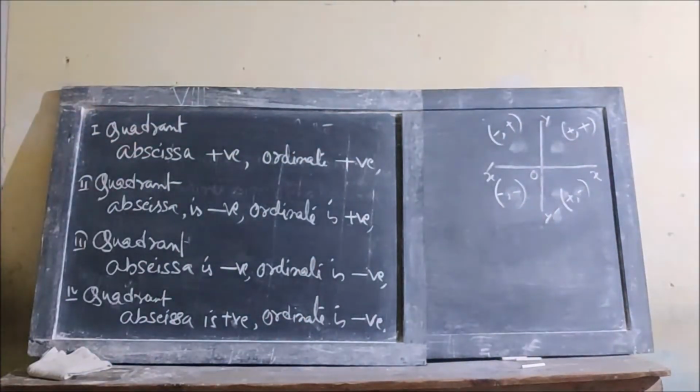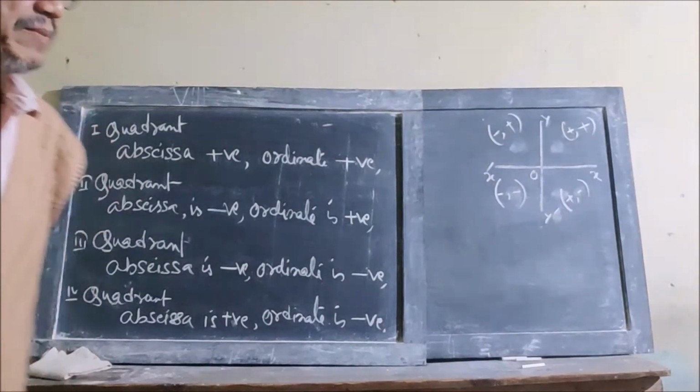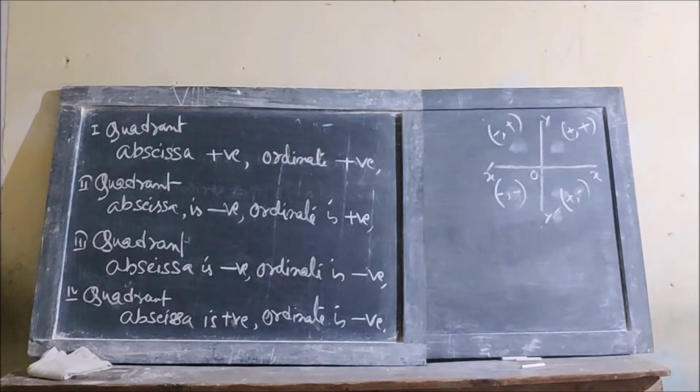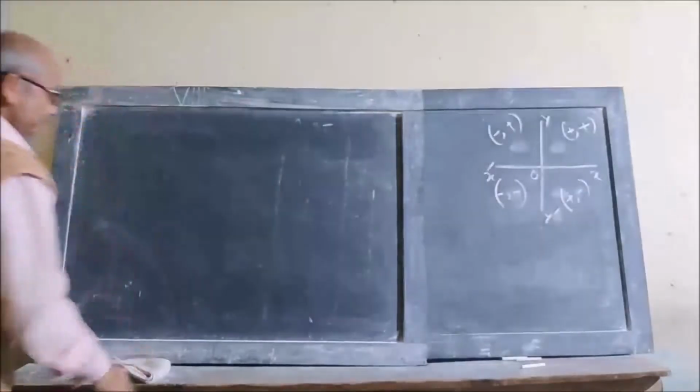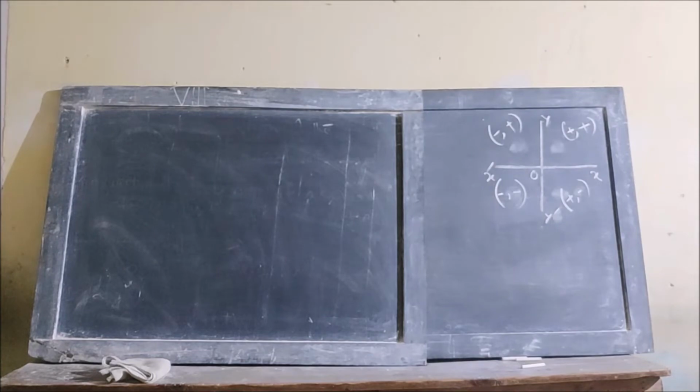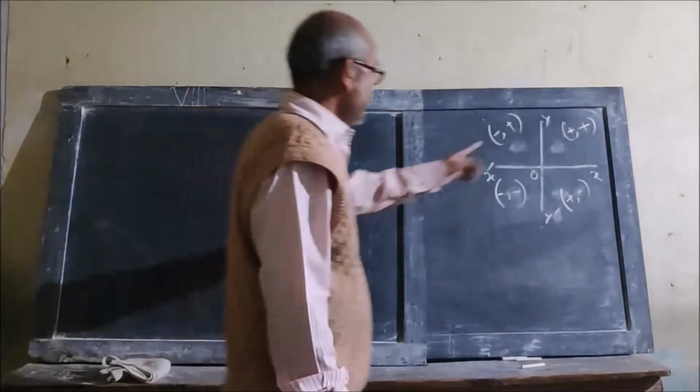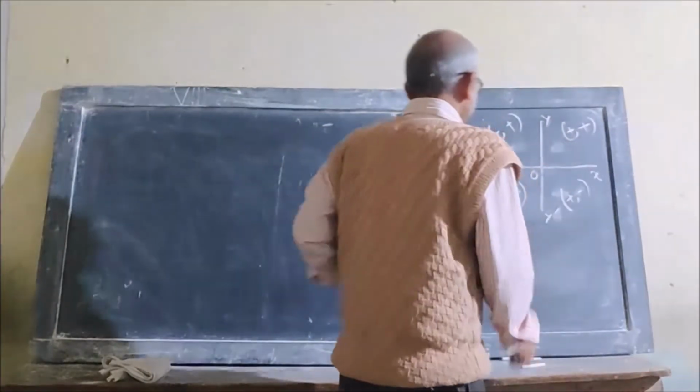Now, this can be explained in another system. This can be explained with the help of another system. Now you see, the first one is X. Suppose that is what?